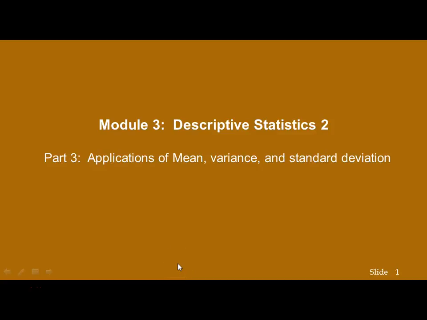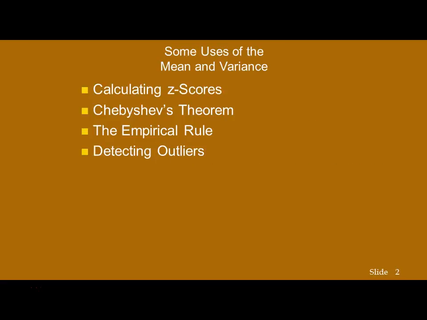Okay, let's get back to Module 3, Part 3. Let's do some applications of the mean, variance, and standard deviation. Now that we know how to calculate those things, what can we do with them? What do they tell us? We're going to look at a few things here. We're going to talk about z-scores, an interesting theorem called Chebyshev's theorem, the empirical rule, and we'll show you how z-scores can be used to detect outliers in your data.